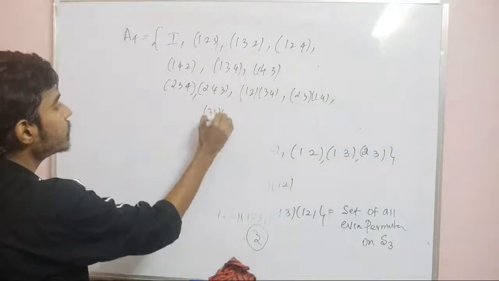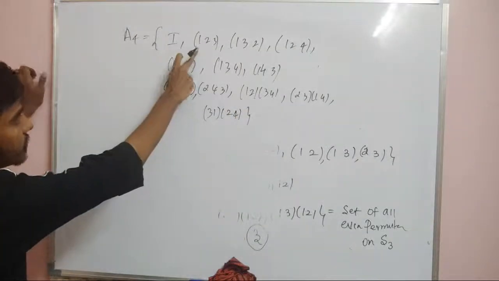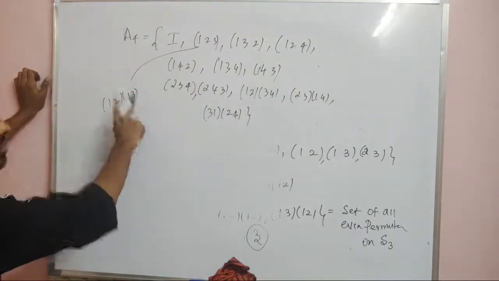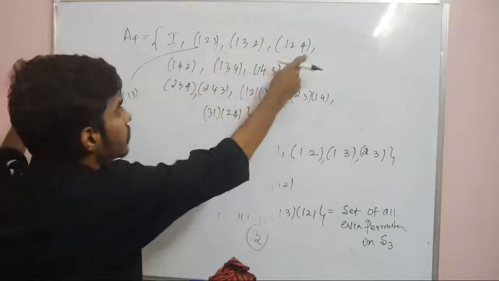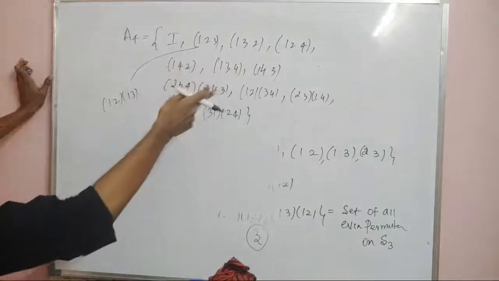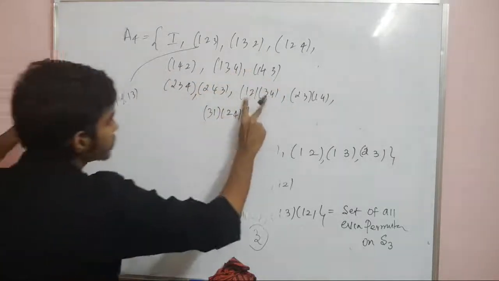So these are the 12 even permutations in S3. You can see I can write this as (1 2)(1 3). So we have an even number of transpositions: (1 3)(1 2), (1 2)(1 4), (1 4)(1 2), (1 3)(1 4), (1 4)(1 3). You can see already it has 2 transpositions.